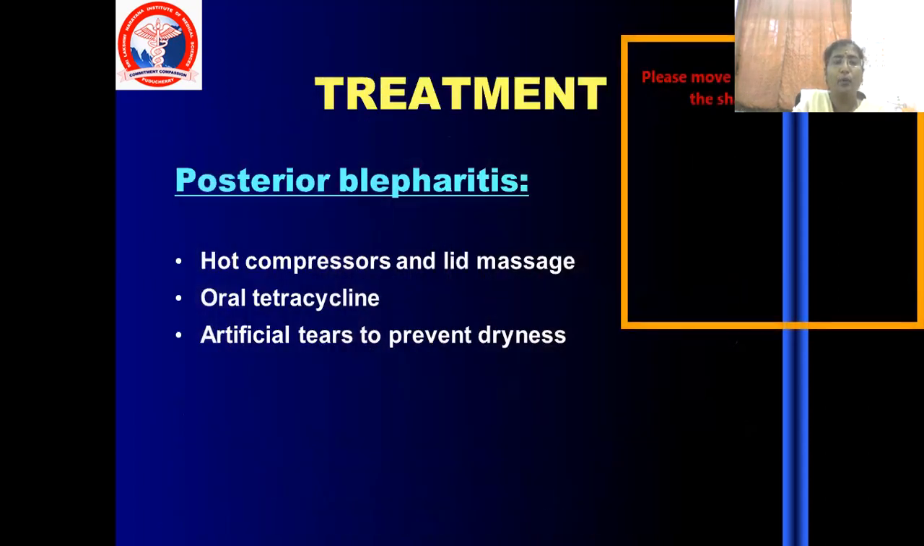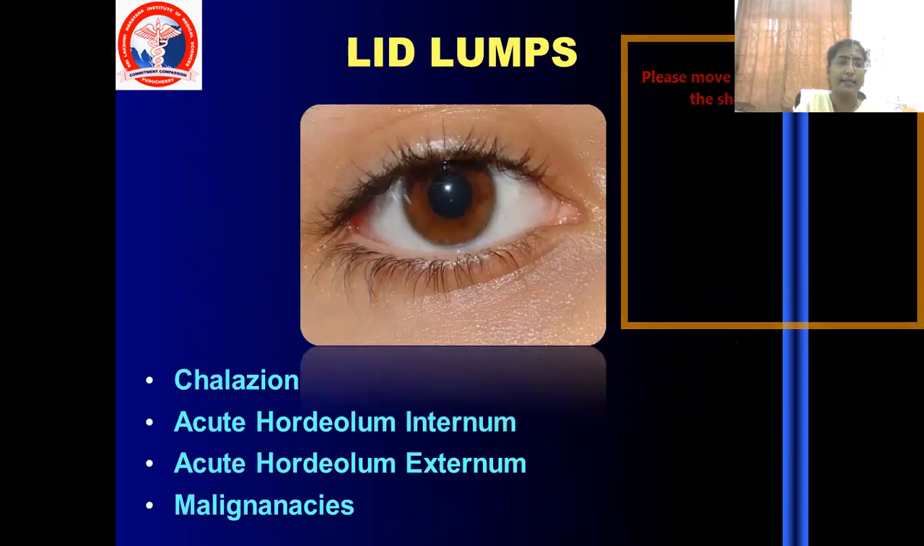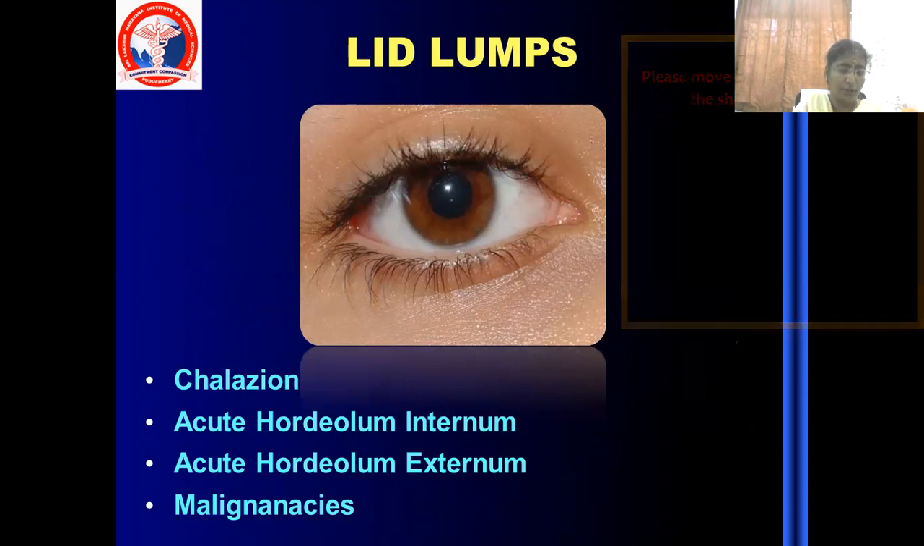So how do we treat posterior blepharitis? You give hot compresses and lid massages, oral tetracyclines, and artificial tears to prevent dryness. Next is about lid lumps. So we have chalazion, acute hordeolum, internal and external, and malignancies.